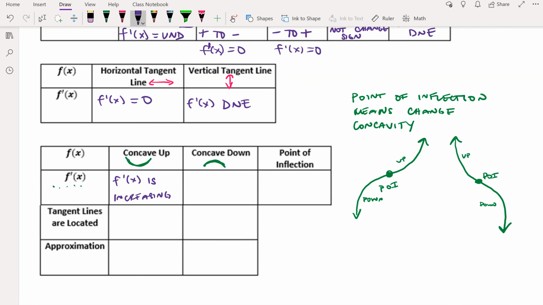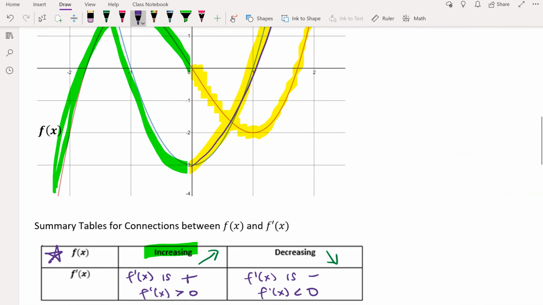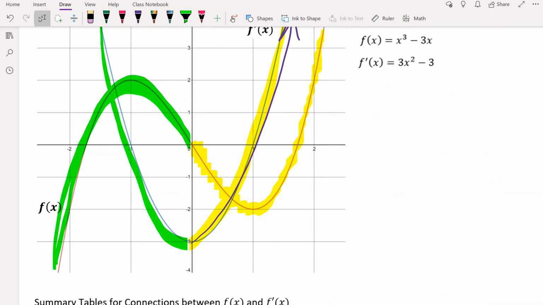F prime is decreasing. Cool. Point of inflection. What's true at points of inflection, where f of x changes from concave up to concave down or vice versa? You will have a max or a min on f prime. In this case, we have a minimum.